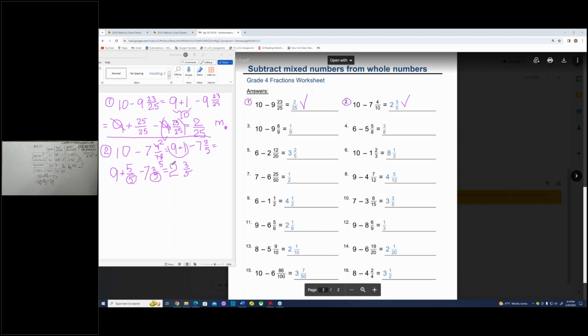I have one question. Go ahead. Why did you change the 4 tenths into 2 fifths? Ask me question again. What I change? The 4 tenths into the 2 fifths. 2 fifths? Yeah.